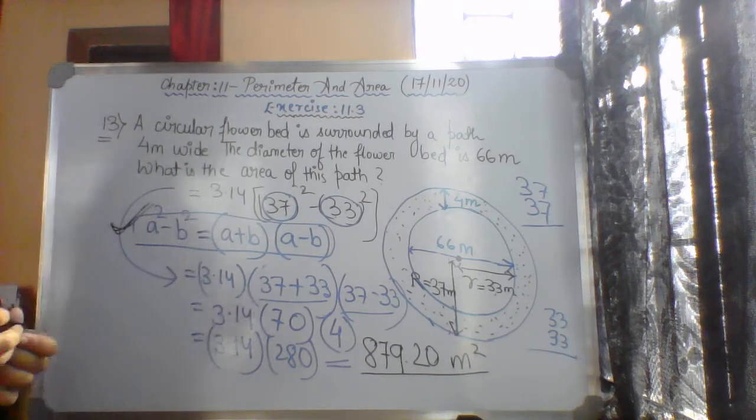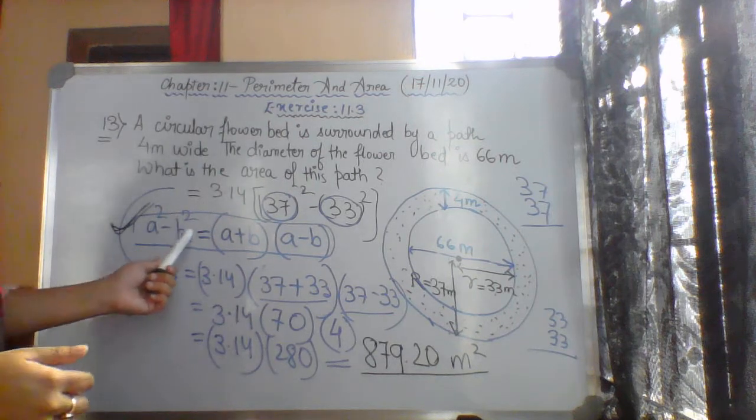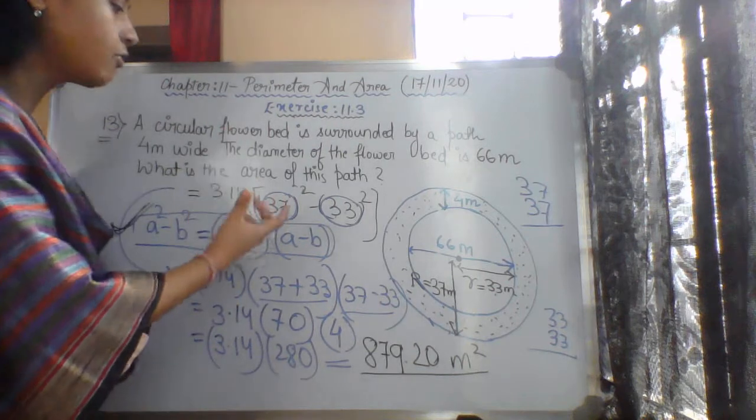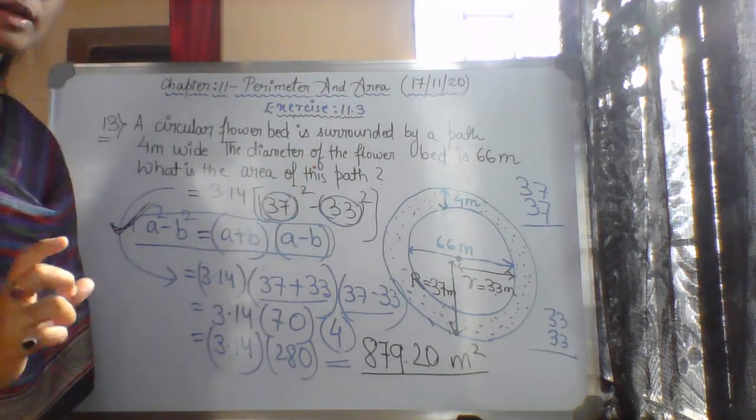This is a new thing for you, and it is very helpful in solving this type of problem when you get this type of calculation, a square minus b square type.